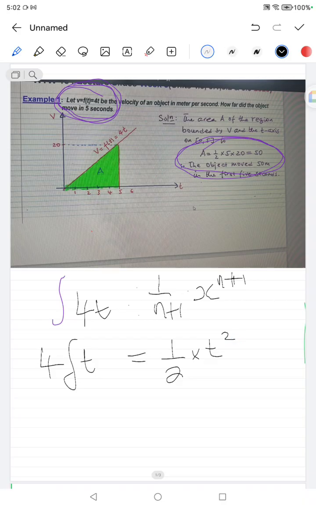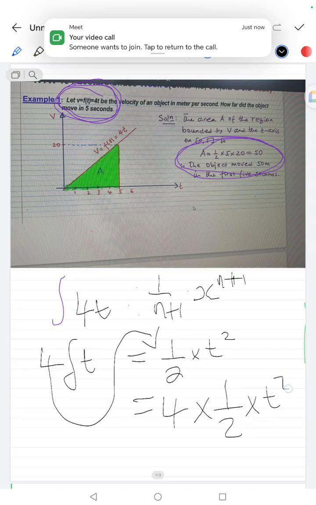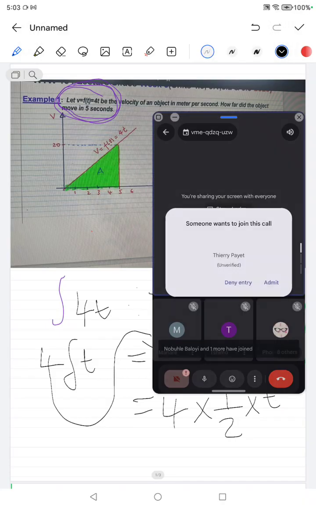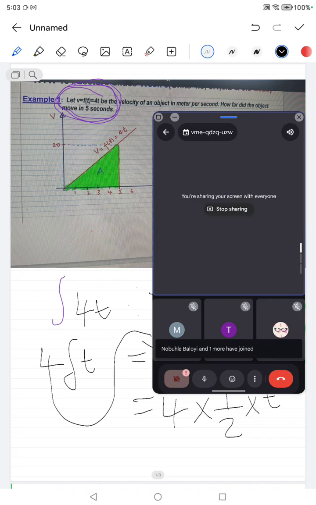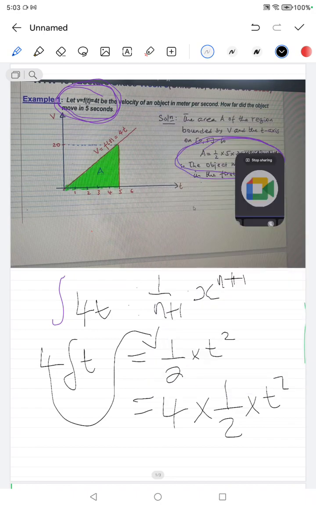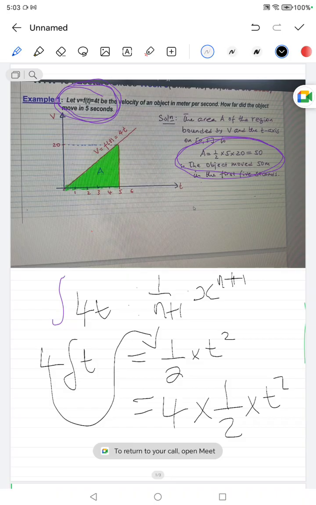See? So now if we bring this 4 back to this side, we are going to be having the 4 multiplied by 1 over 2 multiplied by t squared. Then it means you're going to be having something like this. The 4 multiplied by half is the same as having your 2t squared. So that would basically be the antiderivative.